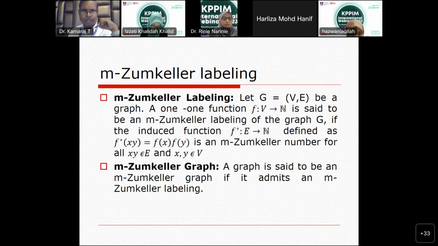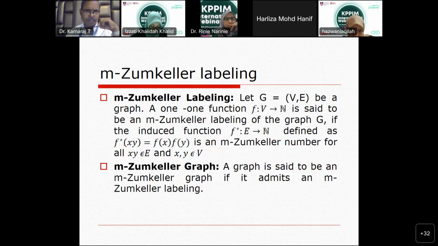Now we come to our labeling of the graph using the m Zumkeller numbers. So m Zumkeller labeling is again pertaining to an undirected graph with the number of vertices as modulus of capital V and number of edges as modulus of capital E. Now, when you say we have an m Zumkeller labeling for a graph, a one-to-one function which takes the domain as the vertex set to the set of positive integers is said to be an m Zumkeller labeling of the graph G if the induced function f star on the set of edges is such that, f is a function from the set of vertices to the integers, and f star is an induced function from the set of edges to the set of positive integers.